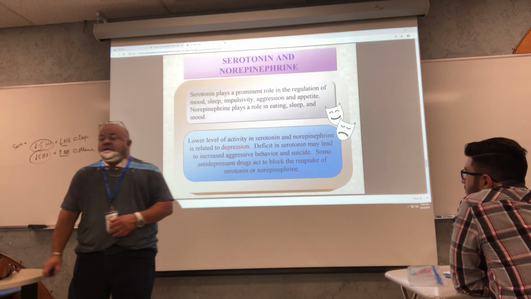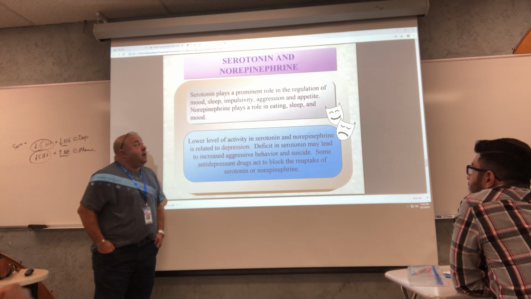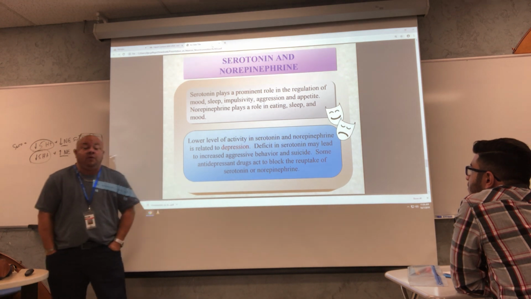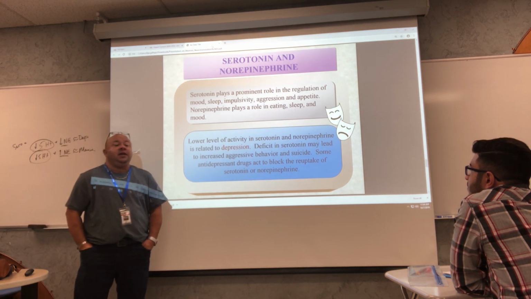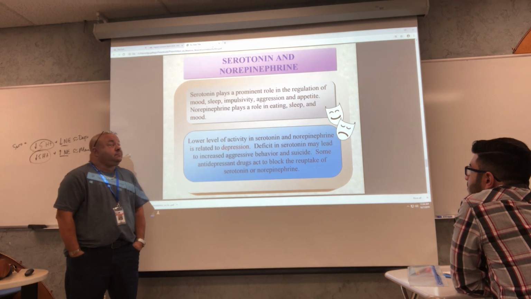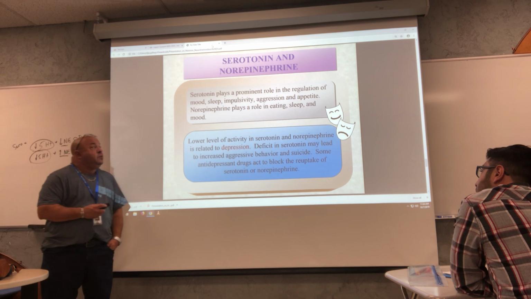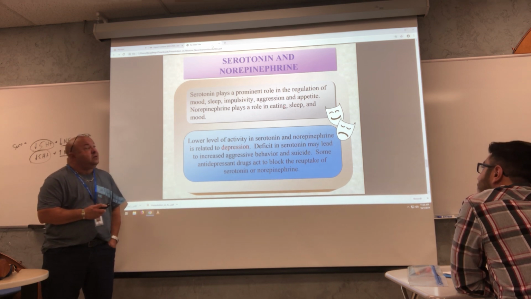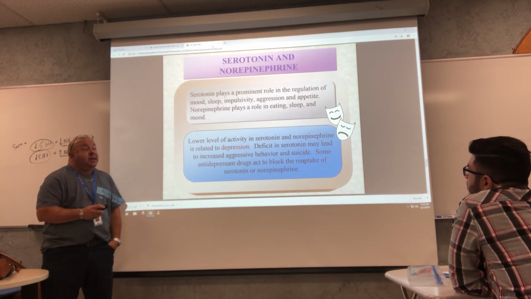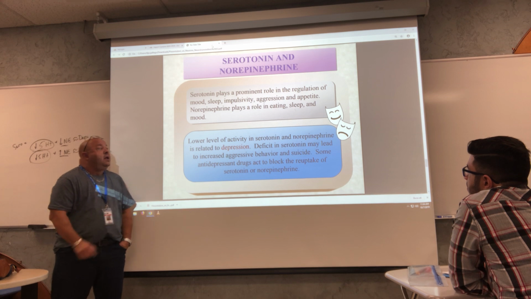Okay, the next thing we're going to talk about is two neurotransmitters that often work together, serotonin and norepinephrine. Serotonin plays a role in regulating mood, sleep, impulsivity, aggression, and appetite. And norepinephrine has similar roles in eating, sleep, and mood.